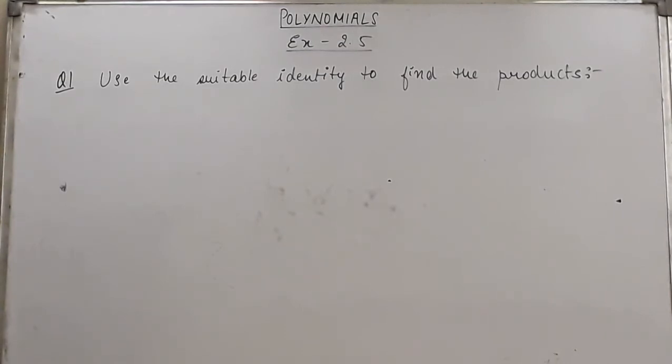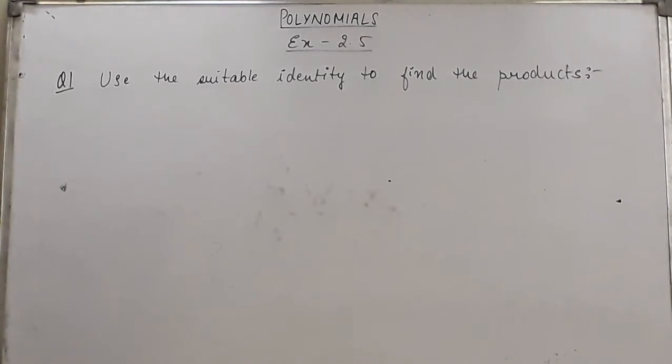Before I start teaching, I want to say that exercise 2.5 is the most important and very interesting exercise in this whole chapter. In this exercise you are going to use all the 8 identities from the chapter, in every question. So let's start with exercise 2.5.